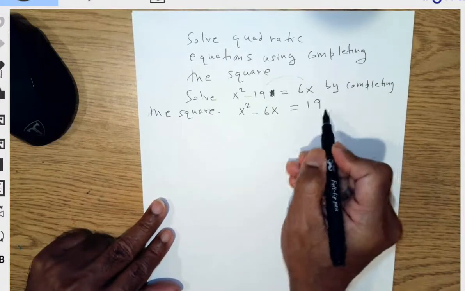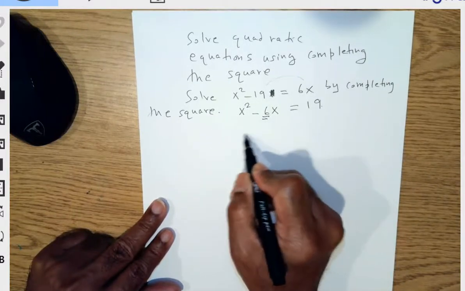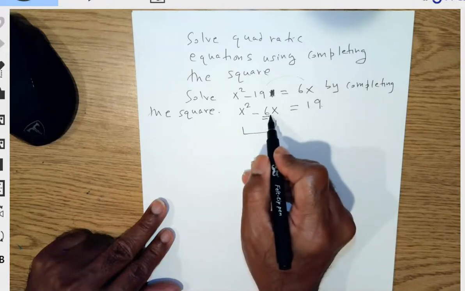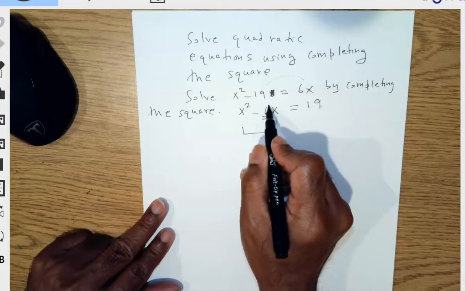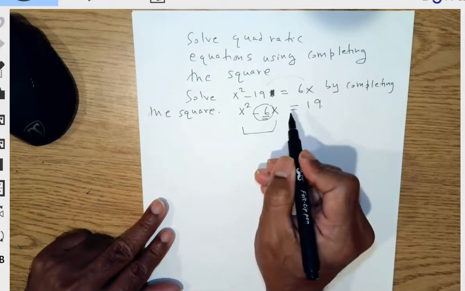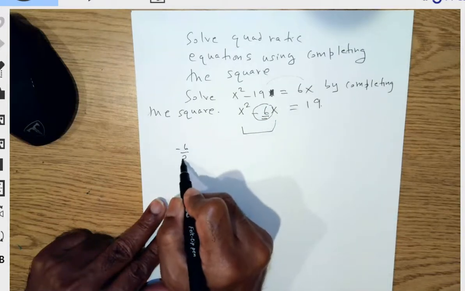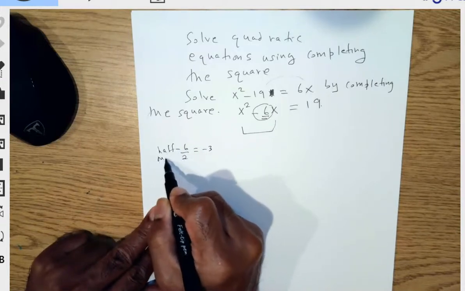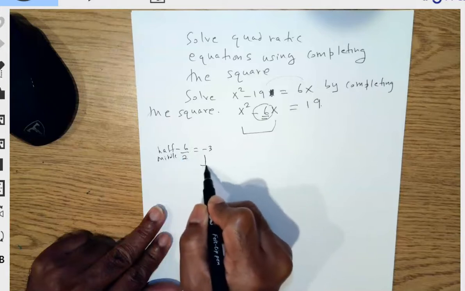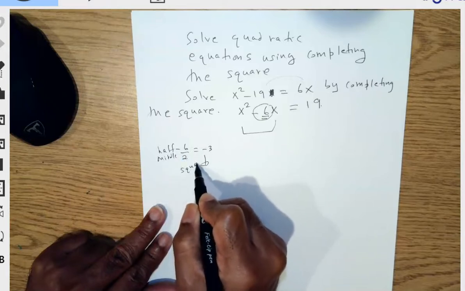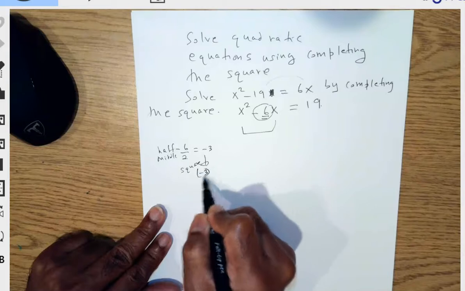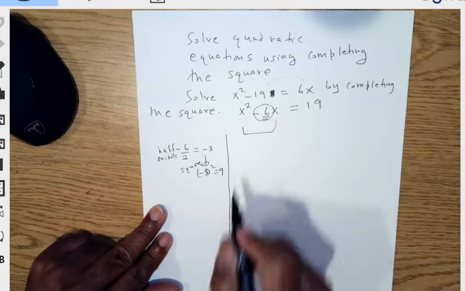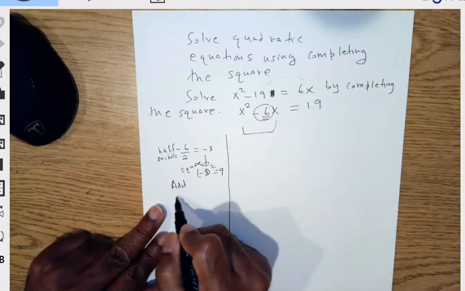Now what we are trying to do is to create a square here, right? And so how do you do that? You do some reverse engineering. You take half of the middle term, which is negative 6 divided by 2, which is negative 3. So half the middle, and then you square that. And then you get negative 3 squared, which is equal to 9. And then you add that to both sides.